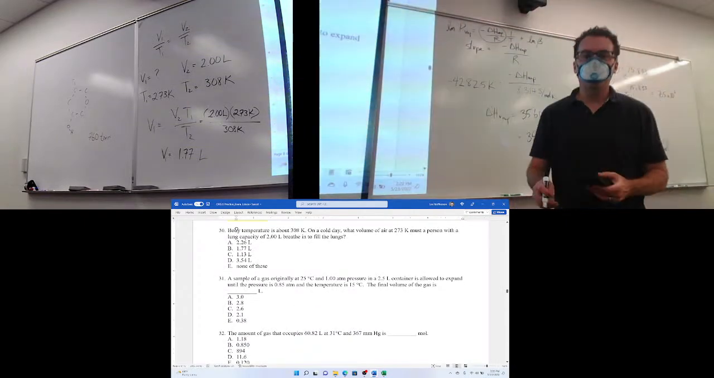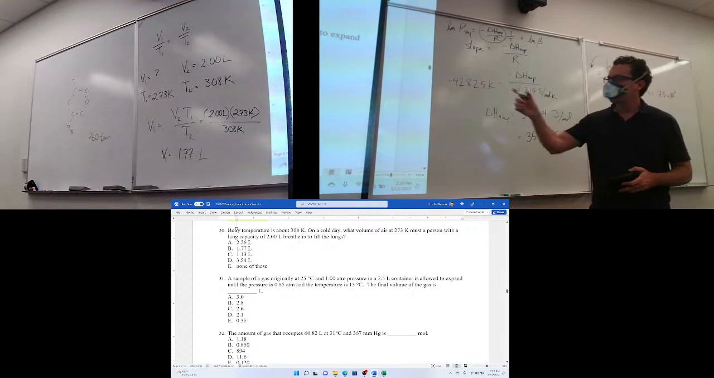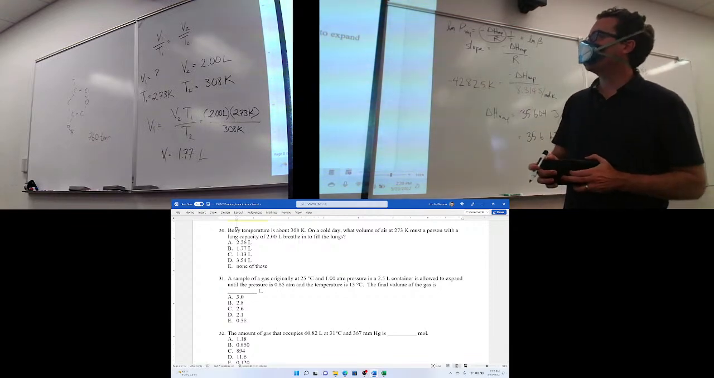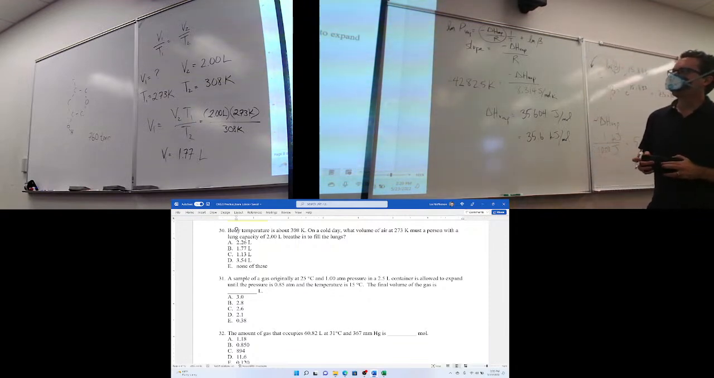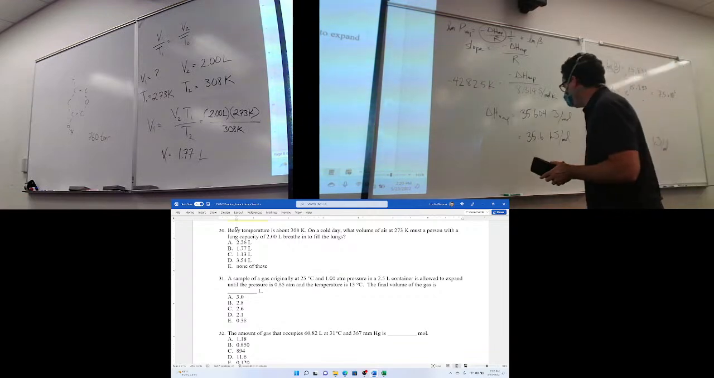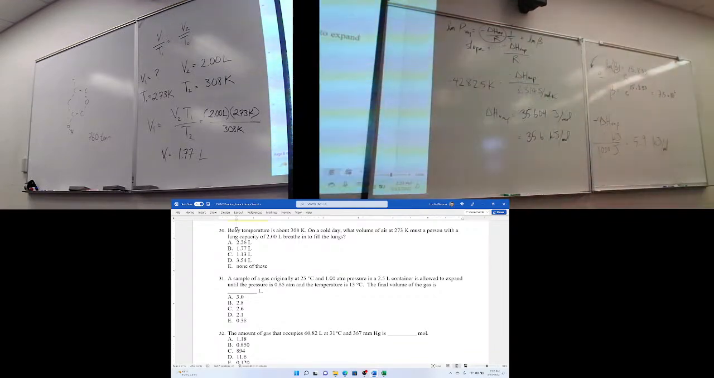All right, a sample of a gas originally at 25 C, you got to convert that, and 1 atmosphere pressure in a 2.5 liter container is allowed to expand until the pressure is 0.85 atmospheres and the temperature is 15 degrees C. The final volume of gas is whatever, blank.